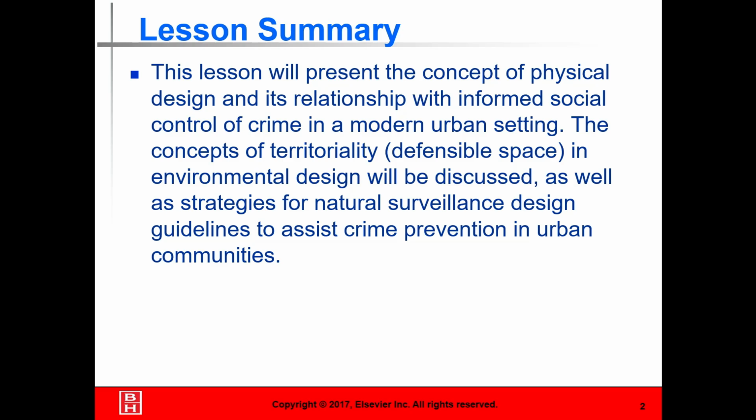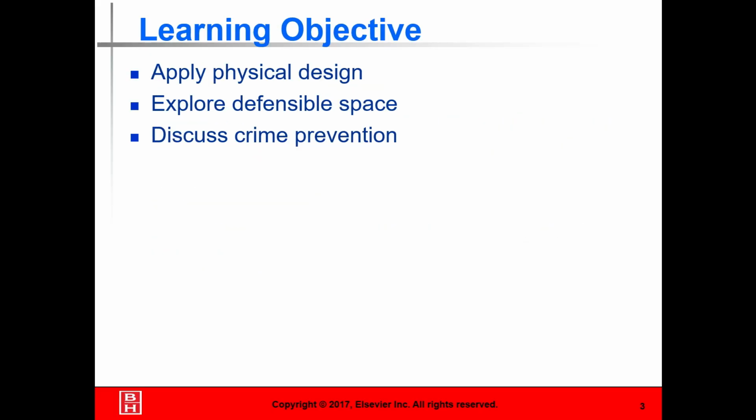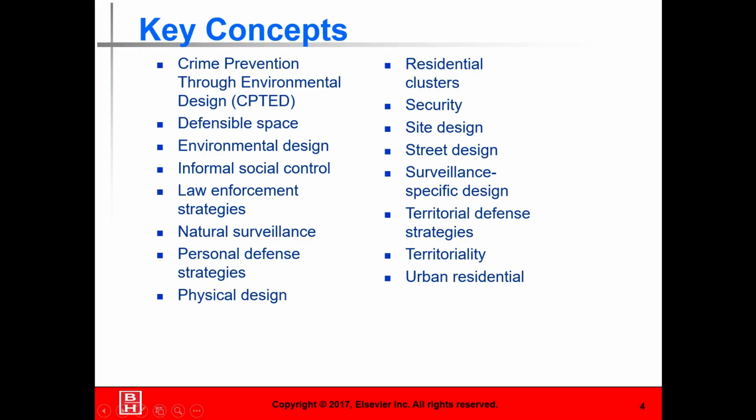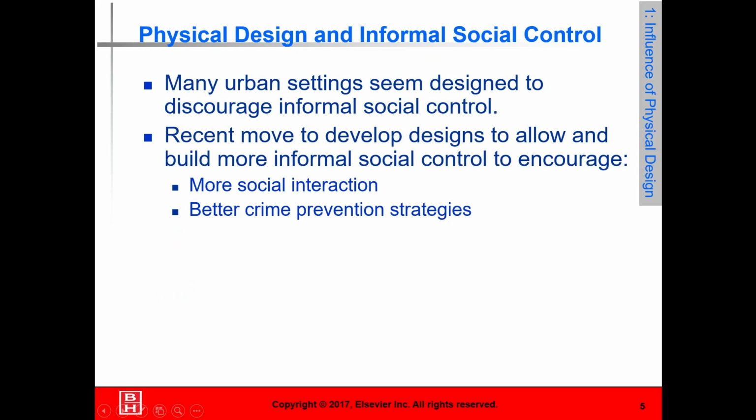And we're talking about urban communities, natural surveillance. We're going to look at some of these different areas. Learning objectives: apply physical design, explore defensible spaces, and discuss crime prevention. Here are our key concepts. Security, as we talked about, physical design, urban residential, some of the different things that we want to take a look at. So, physical design and informal social control.